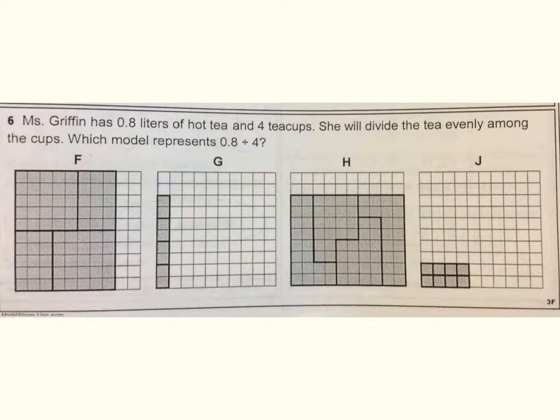Number 6. Miss Griffin has 8/10 liters of hot tea and 4 teacups. She will divide the tea evenly among the cups. Which model represents 8/10 divided by 4?